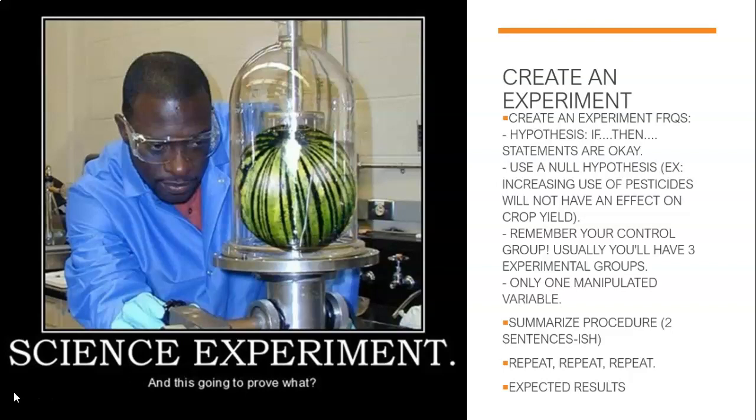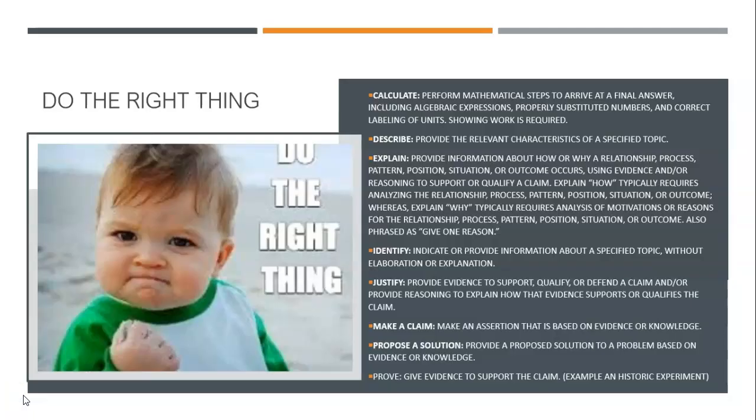So just briefly summarize what you think is going to happen. When you're answering the analysis questions, please do me a favor and just do the right thing. If it asks you to calculate, they don't want background history. You don't need to write an essay about how you set up the problem. Just calculate, perform the math, show your work, show your setup, box your answer.